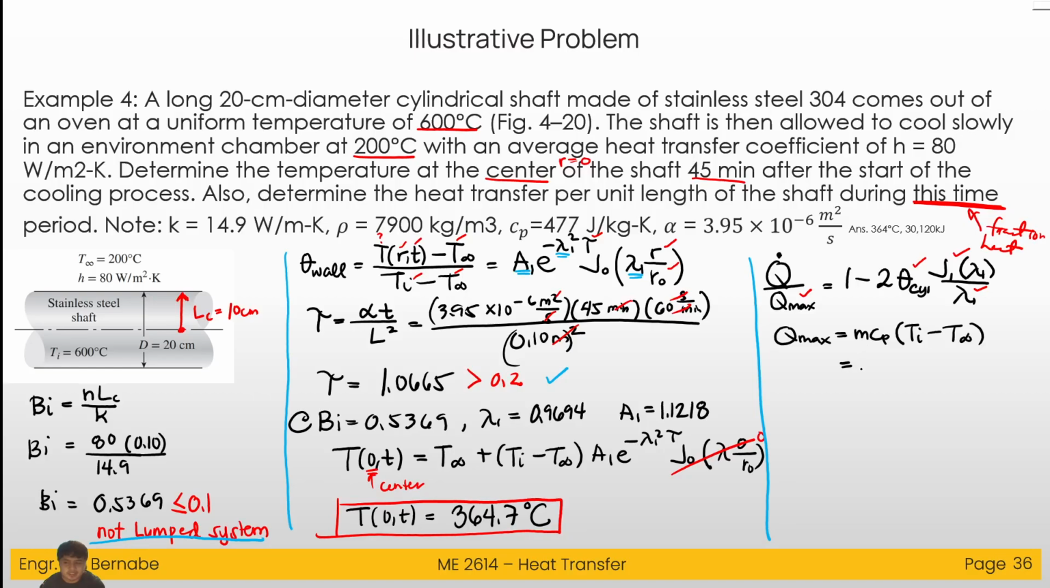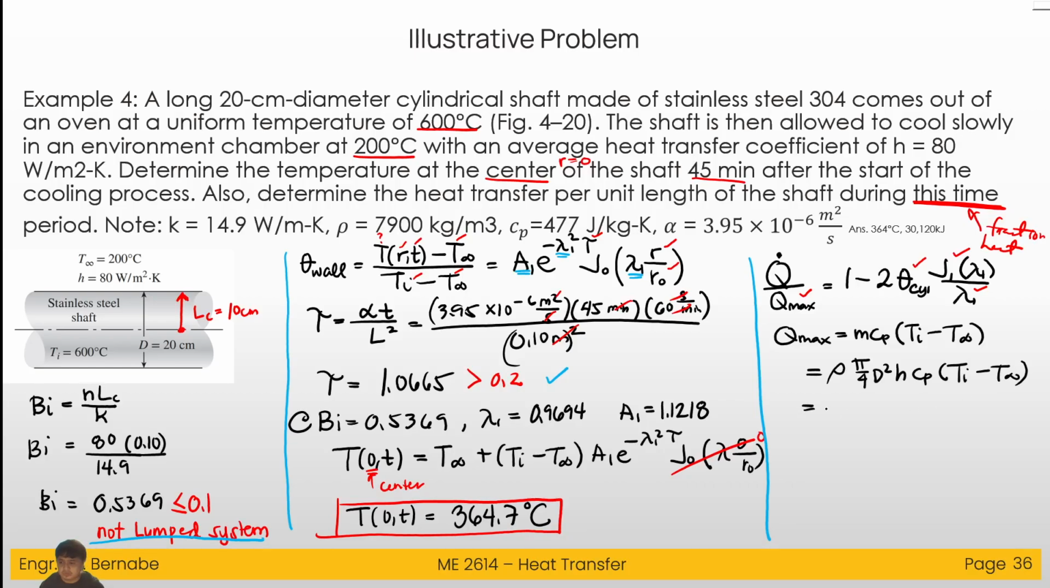So the Q max is, do you have a mass? We don't have a mass, but we have a density. Density and volume, so we can write this as density times the volume. So you have pi r squared each, so pi, actually, this will be just pi over 4 D squared each. This is the volume, then density, and then Cp times Ti minus T infinity.